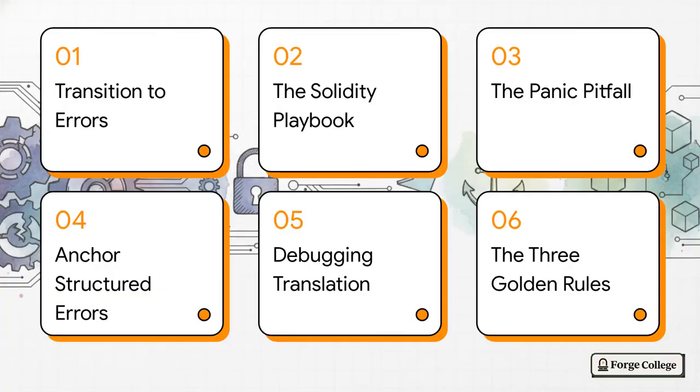Here is our engineering blueprint for today. 1. The transition to errors. 2. The Solidity playbook. 3. The panic pitfall. 4. Anchor structured errors. 5. Debugging the translation. And finally, 6. The 3 golden rules.